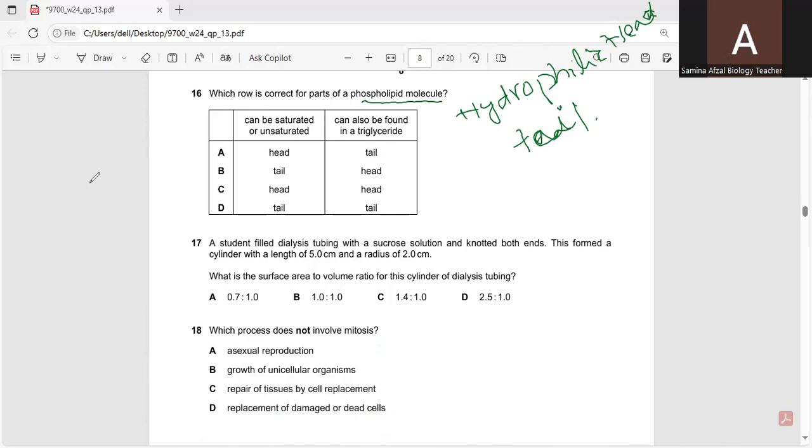So, head and tail. The first row is head and tail. A phospholipid molecule consists of a hydrophilic head and tail. According to this, I would like to say that it can be saturated or unsaturated. These tails, there are three tails, can be saturated or unsaturated.